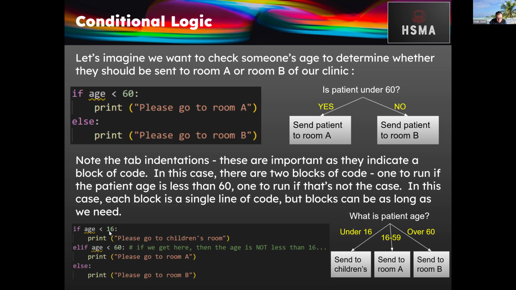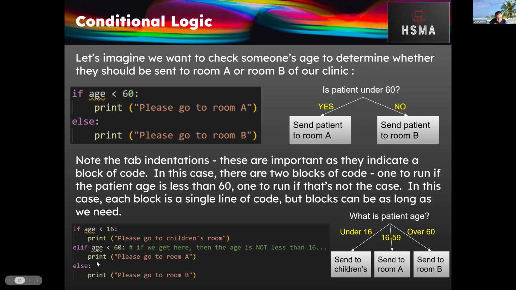Now, we don't need to check if they're also greater than 16 because we know that. If they were less than 16, this would never run, because if they're less than 16, this block of code would have run and everything else would have been ignored. So we know if we've got to this point that the age is not less than 16, i.e. they are at least 16. So we can just say if they're less than 60, which emulates if they're 16 to 59, in which case we go to room A.